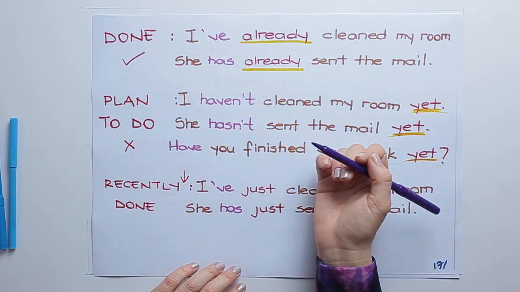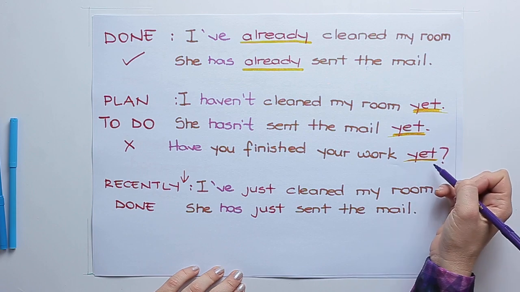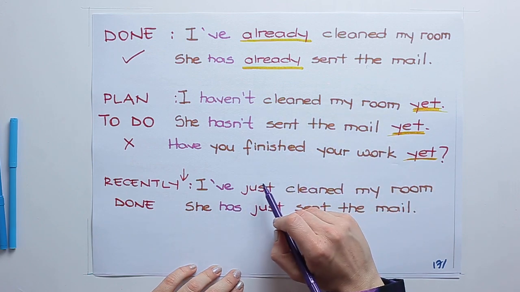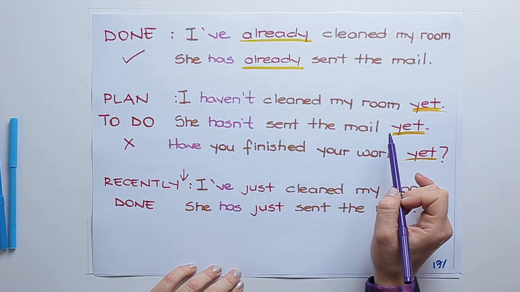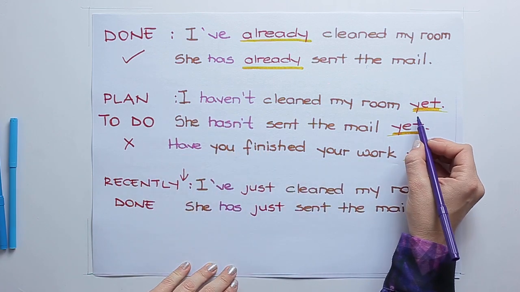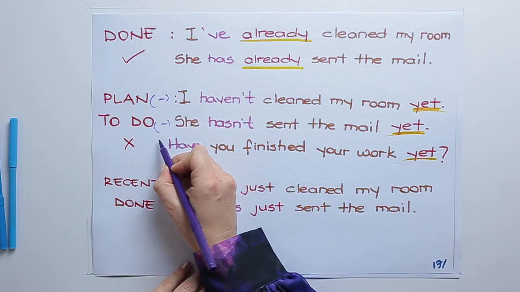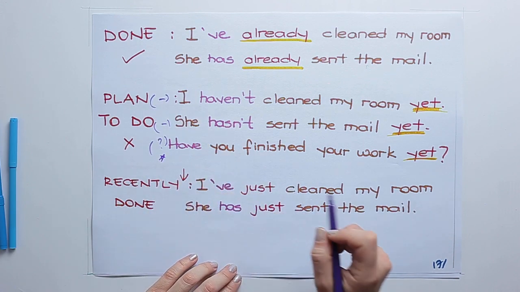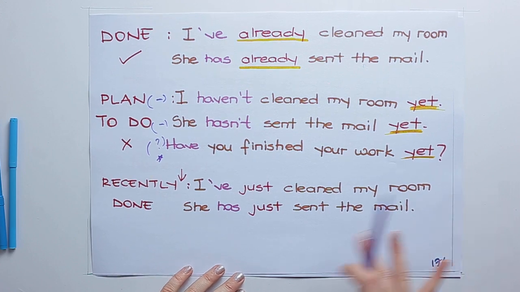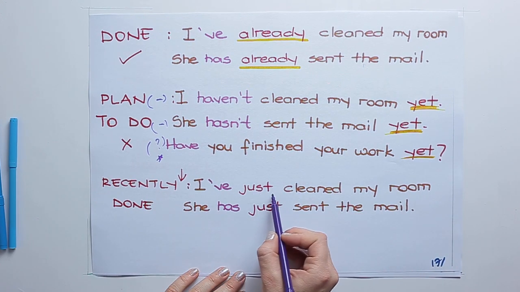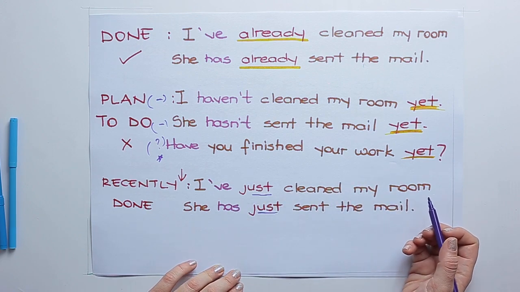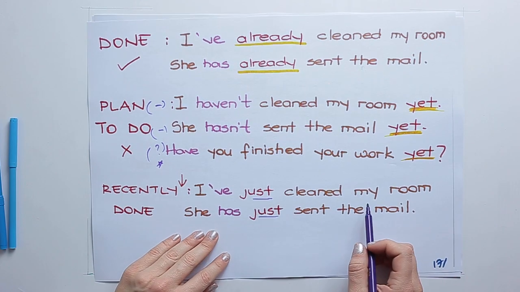If we're planning to do something, we're using yet. That means the action has not finished. I haven't cleaned my room. She hasn't sent the email. Have you finished your work? So that means that we're using yet in negative and also in question forms, which is quite important. If the action has been recently done, we're using just, which is, if you remember, closer to now. I've just cleaned my room, or she has just sent the email.